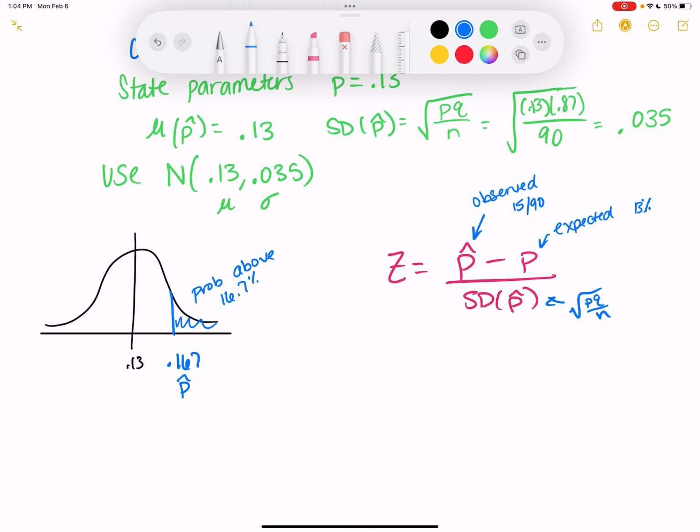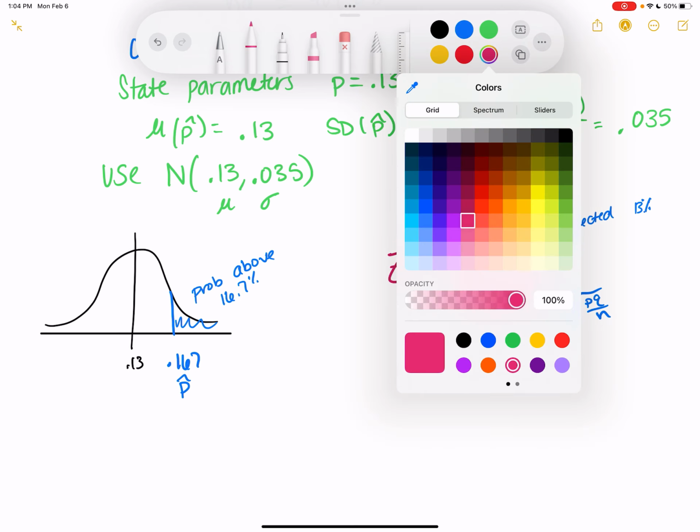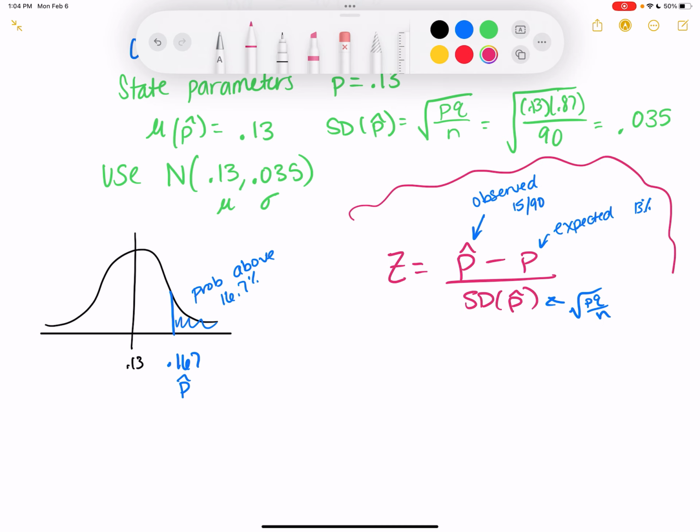So this is just a formula that I would just make sure you know. This is to find a Z-score, which would then use a table, which is something I'll more go over when we start reviewing for the AP exam, because we usually just do it on the calculator.